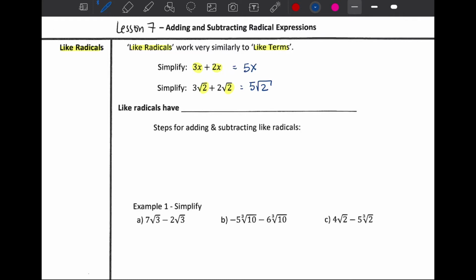Like radicals have the same index and same radicand.